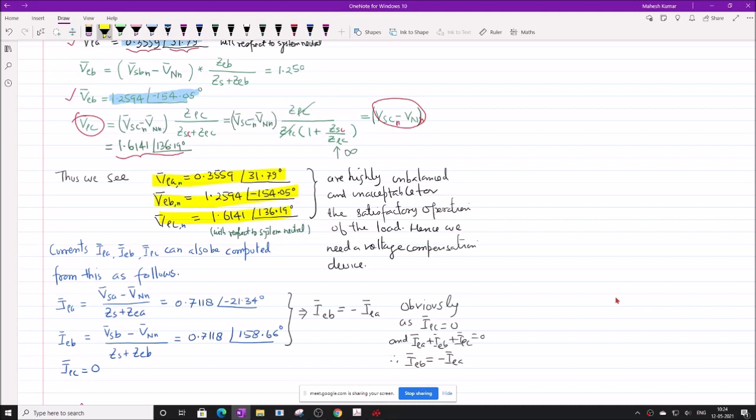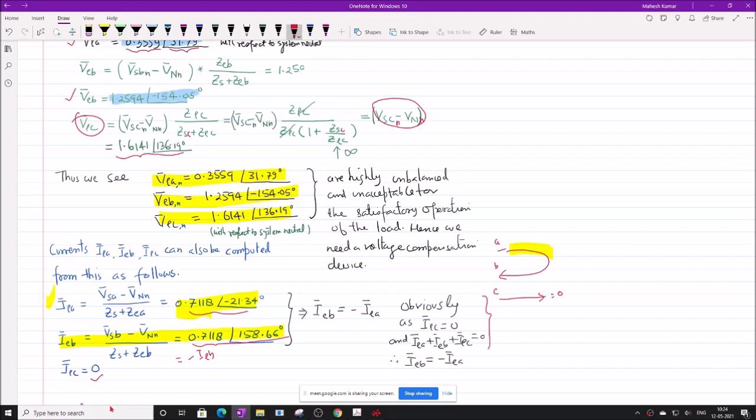Okay. We can also find out the currents in this without any compensation. So ILA is nothing but VSA minus VNN by ZSA plus ZLA. This is 0.78 here, and ILB is 0.718 angle of 158, just opposite of this, because obviously the current just goes like this. C-phase current is 0. This is a three-phase, three-wire system, so it goes like this, and this current is 0. Okay, so this is A phase, this is B phase, this is C phase, this is 0. So therefore, ILB is found to be the negative of this, which is minus ILA, and ILC is 0.